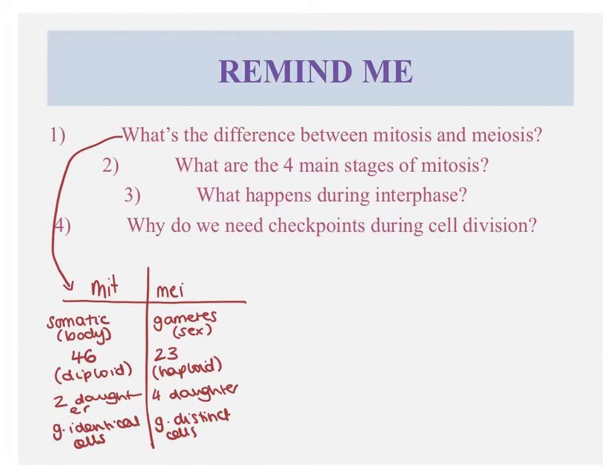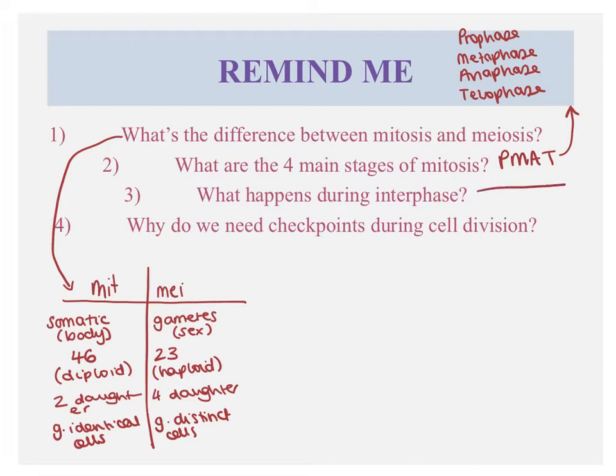4 main stages of mitosis. Just as a heads up, writing PMAT in the exam is not good enough. It needs to be prophase, and you have to be able to spell these right, metaphase, anaphase, and telophase. Notice that I haven't included interphase because that comes before mitosis, and cytokinesis, which is the splitting of the cytoplasm. Remember, mitosis is just nuclear division.